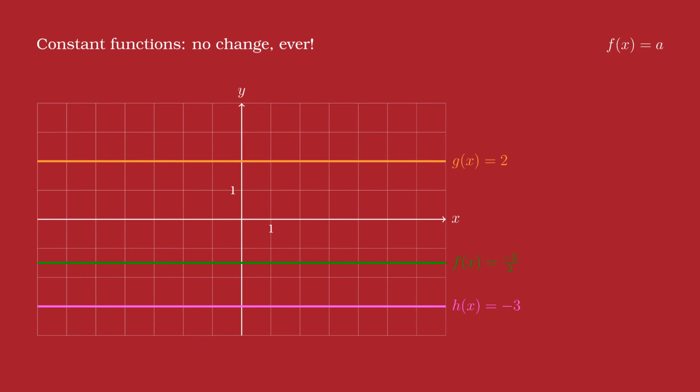If we think of the most basic function, it would probably be a function that never changes, a constant function. Constant functions, described by f of x equal to some number a, don't change value regardless of which x we pick. Visually, they are straight horizontal lines when plotted, located at a y value of a.